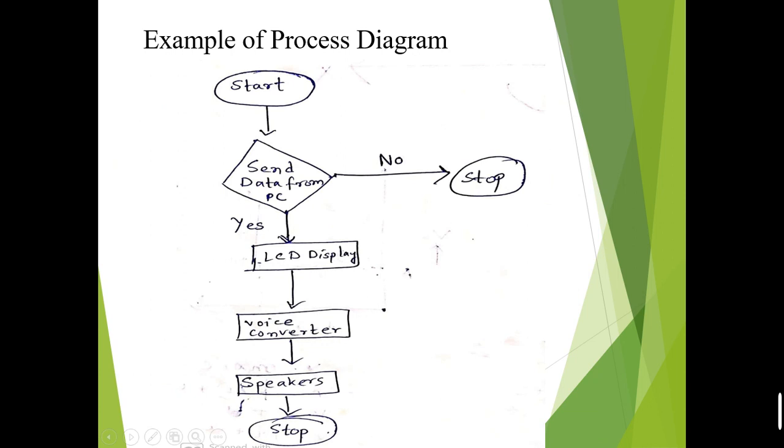Now next one is the process diagram. Suppose it is one kind of process of any subpart of your own computer. So here it's the starting phase. After starting you have to send the data from PC. Then if it is showing the yes confirmation, then the LCD will display, that is the monitor. Then the voice converter will work, then the speaker will work. And after doing the entire process, we can stop that process.